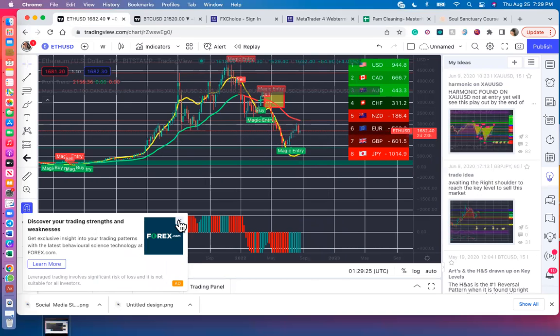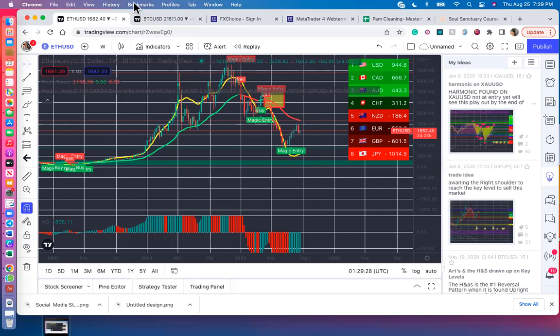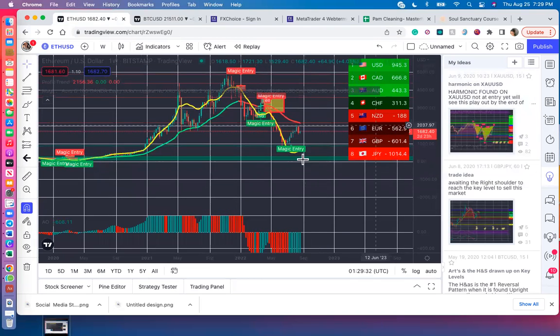So we even had that magic entry off of here.